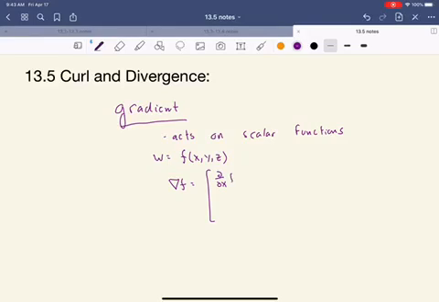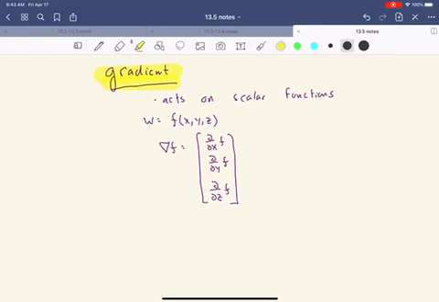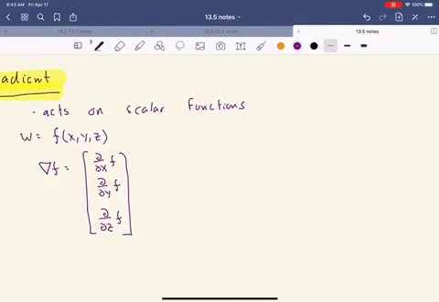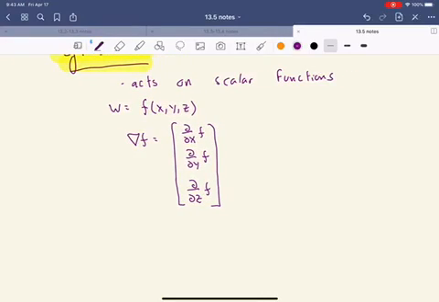Partial with respect to x of f, partial with respect to y of f, and then partial with respect to z of f. Okay, so that's the gradient, which we've already seen. Okay, but it's good it goes with these other things. Now, next we're going to talk about actually the divergence, even though alphabetically it's not the next one.